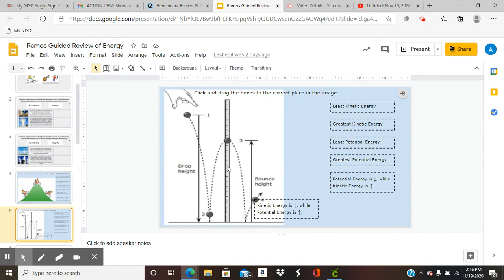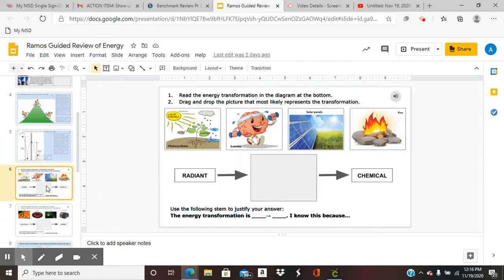On here, click and drag the boxes to the correct places in the images. So again, you're going to click and drag it to tell me where is the least kinetic energy, the greatest kinetic energy, the least potential energy, the greatest potential energy, and where the potential energy decreases while the kinetic energy increases. So just drag and drop to these places. And we've done this before, so you know exactly what to do on these slides.